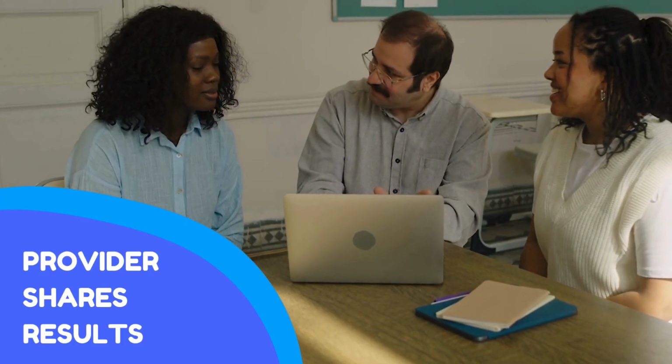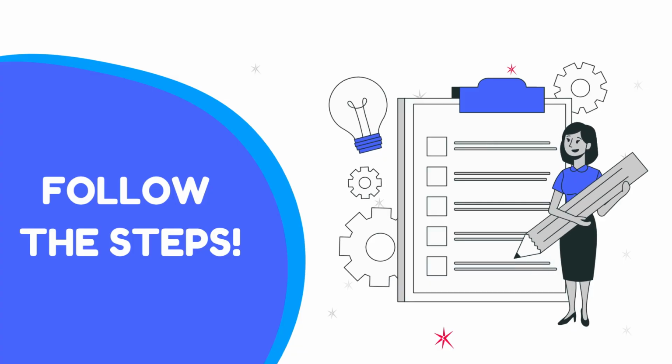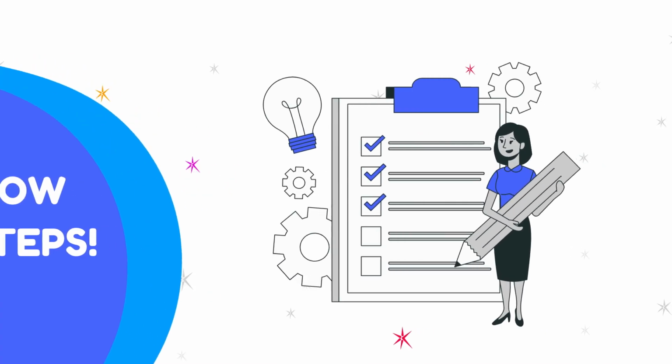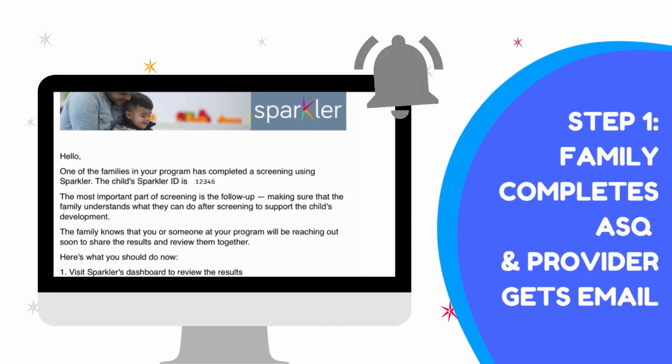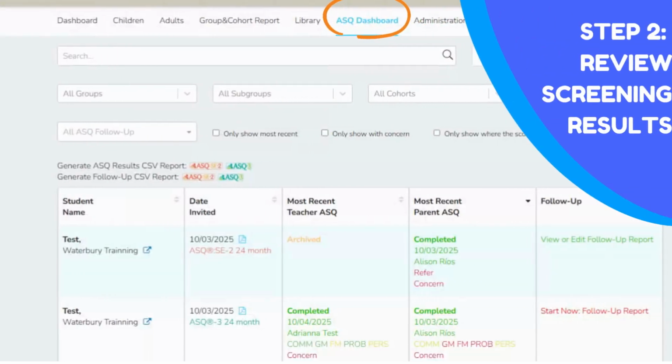Here are 6 steps of the process to help you as a provider to follow up with the families you serve. Step 1. You receive an ASQ results notification from Sparkler in your email. Clicking the link will take you to the child's ASQ results. Step 2. Review the child's results and consider appropriate next steps and recommendations.